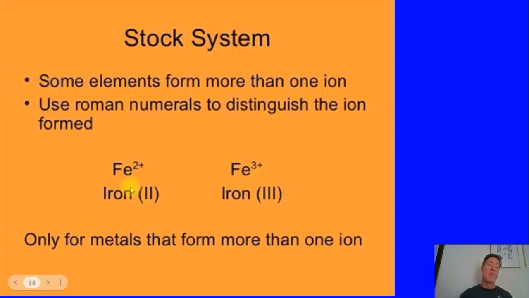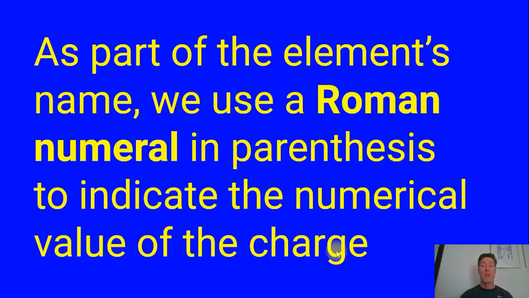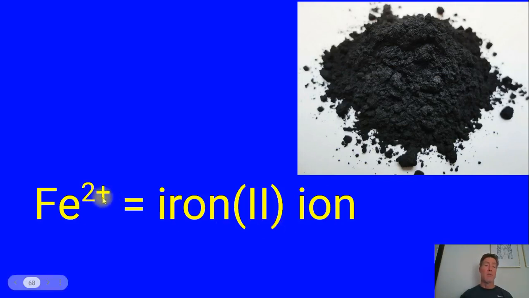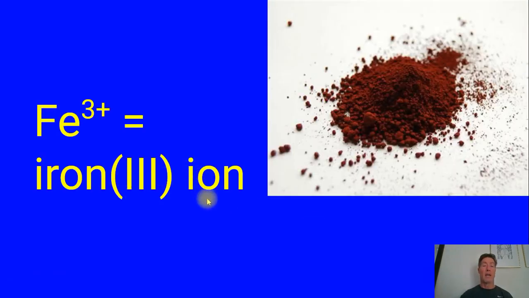And unlike this space here, when you write these, you don't want any space between the element's name and the parentheses. There's no space. Remember, we only use this for metals that form more than one ion. If it only forms one, you don't use the Roman numeral. Remember, the Roman numeral tells you the value of the charge. If it's a 2, it means it's a +2 charge. If it's a 4, it's a +4 charge. It tells you the charge of the cation. So iron +2 is iron(II). Notice no space, ion. Iron(III), ion.